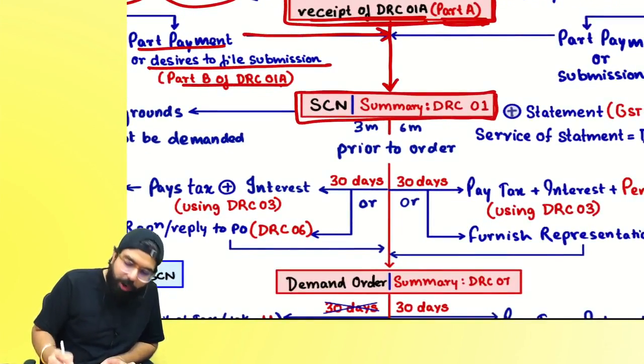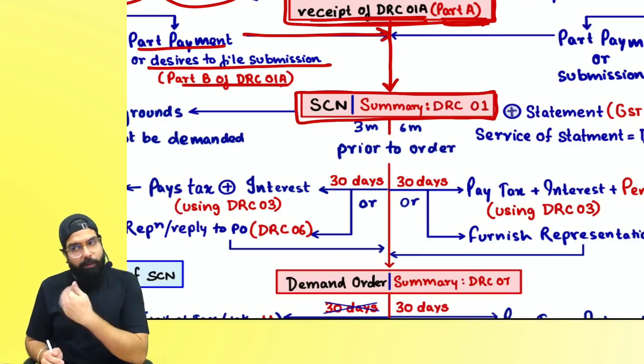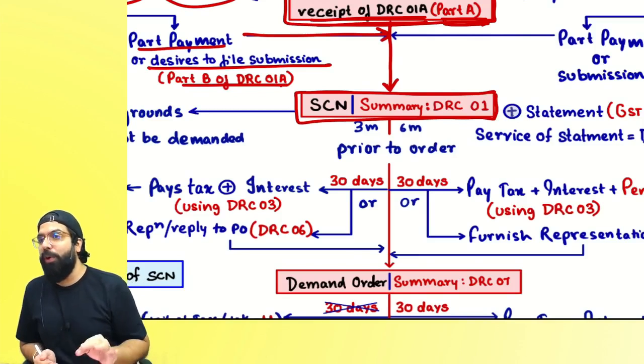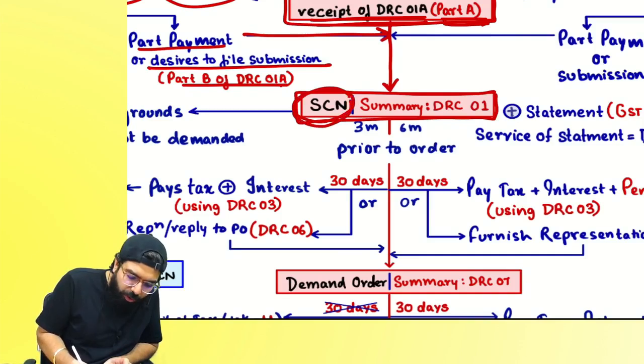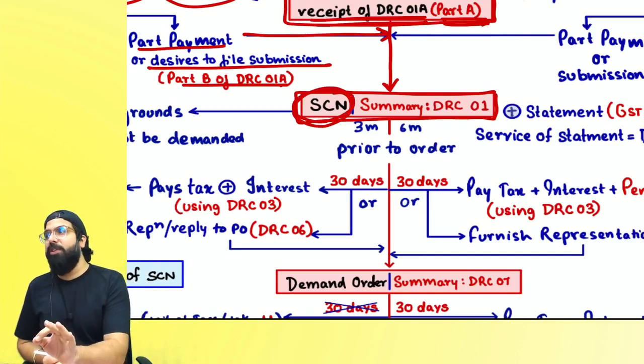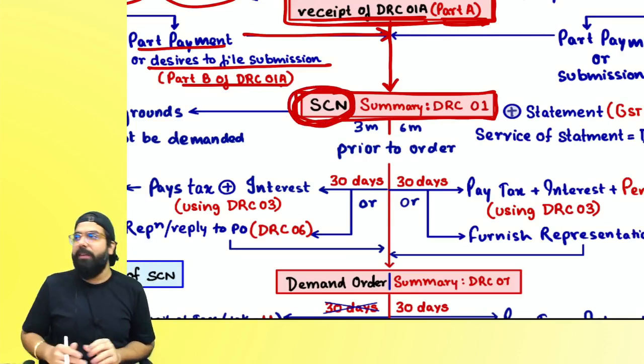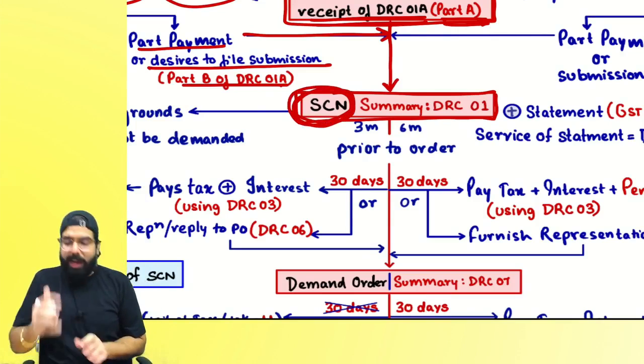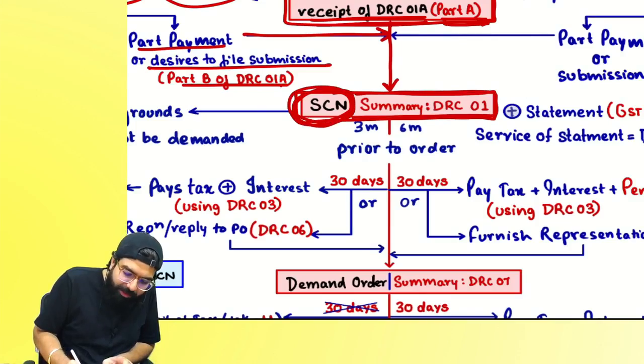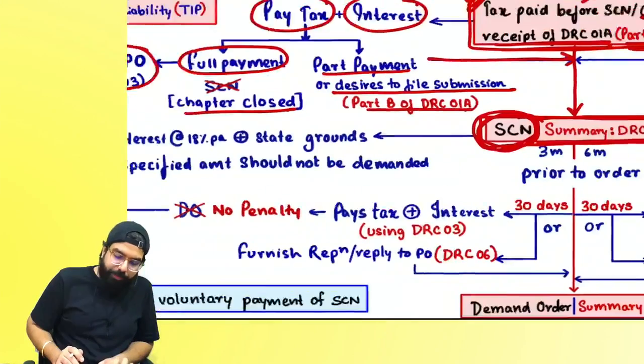Now what will happen for the remaining amount, or if you have not made any payment, then they will first of all give you a show cause notice. Section number 73 I am teaching you now. Later we'll learn about 74. Now he will give you a show cause notice. Detailed show cause notice will be sent to you and a summary will be uploaded in GST DRC 01.